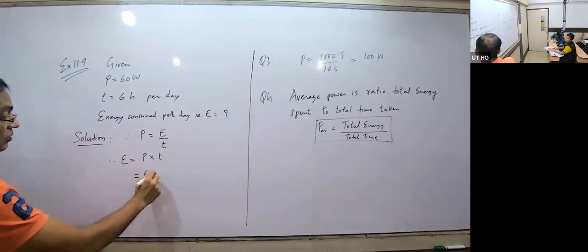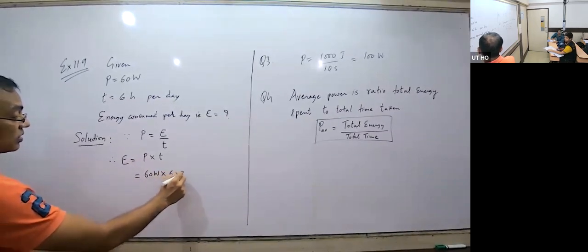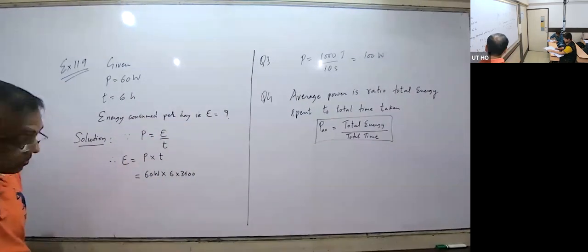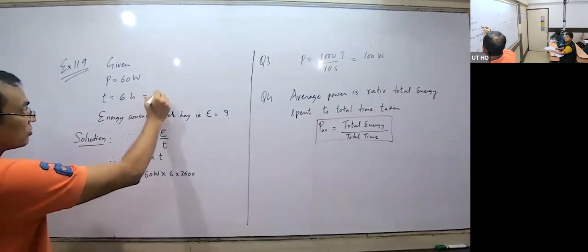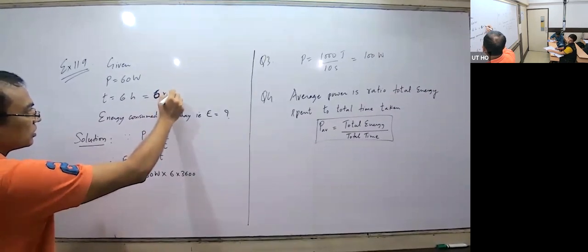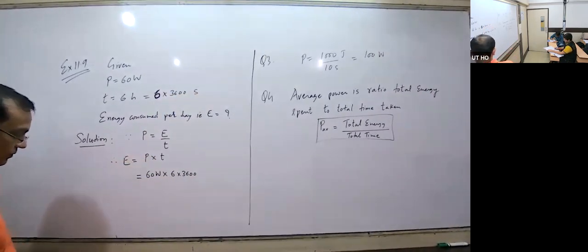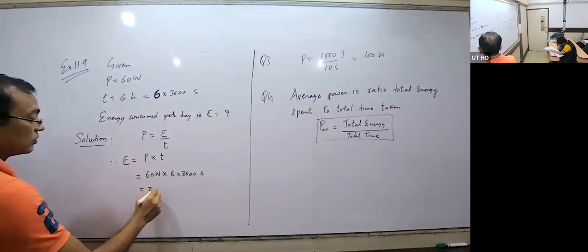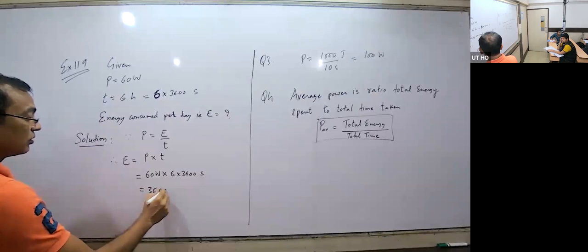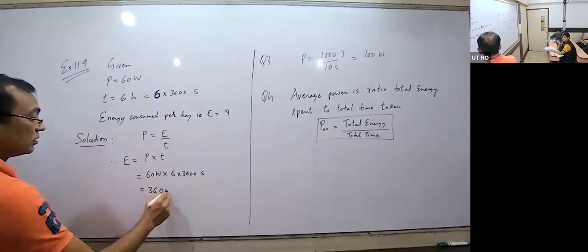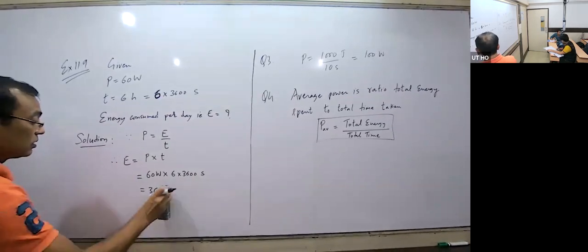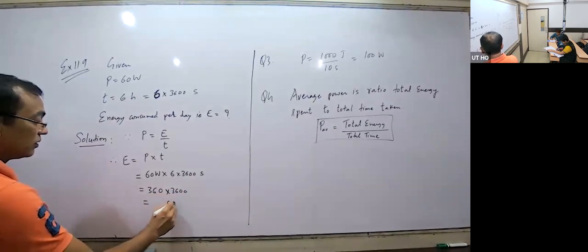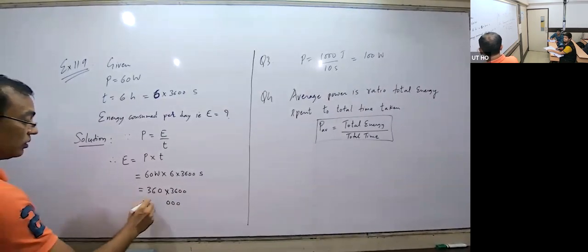60. 60 into 6 hours, right? So 6 into 3600. So you have to always use the SI unit, so seconds. So 60 into 6 into 3600. So how much is that? 21,600.